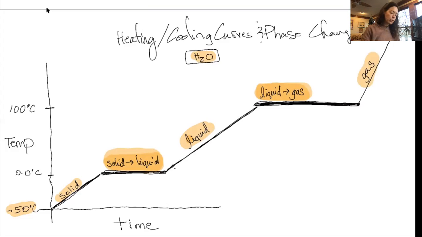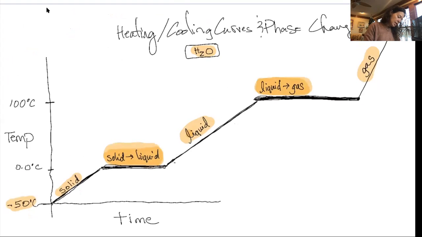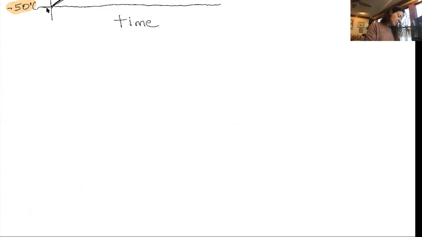Now, we could cool this substance down. That's a heating curve. If we cool this substance down, it would be a cooling curve.